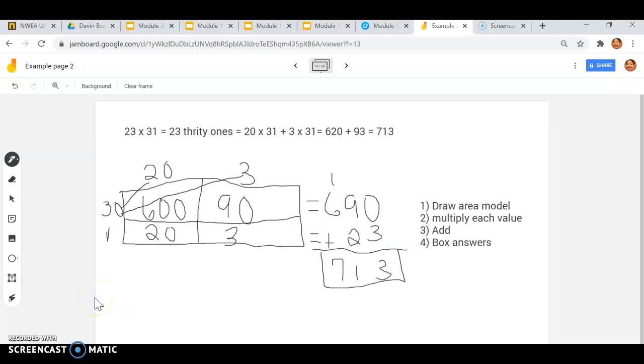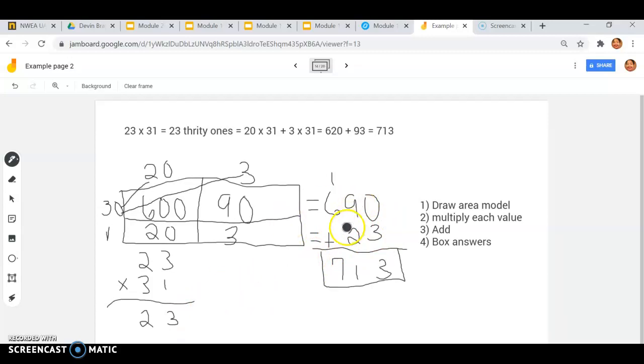So we can do the exact same thing with our standard algorithm. So we have 23 times 31. So we're going to multiply 1 by each value just like we did here. So we're going to multiply 1 by the 3 that's in the ones place, and then 1 by 2 that's in the tens place. So when we do 1 times 3, we get 3. And if we do 1 times 2, we get 2. So you see here, this number correlates with our number that's in our area model.